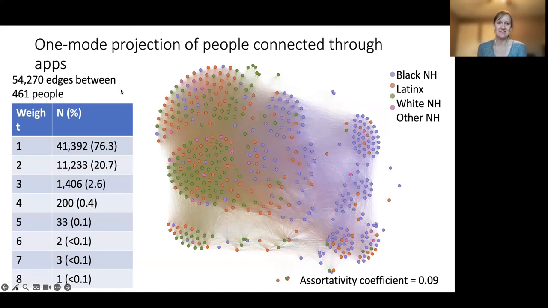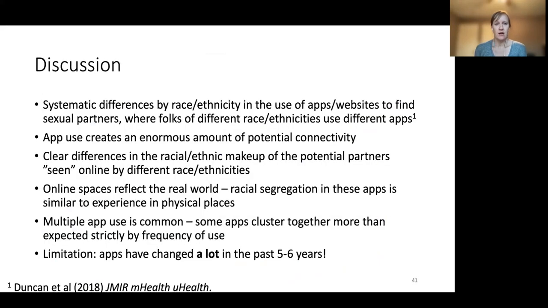So there are 54,000 edges between our 461 people. Most of those edges that are created are quite low weight, so people are connected by either one or two apps, and there are very few folks who are connected by three or more apps. The assortativity coefficient ends up being fairly low, but we do think there's some clear assortativity going on, where we see the folks in purple tending to cluster together, whereas all the other race ethnicities, so non-Black folks, seem to cluster together more significantly. So a little discussion of that chunk of work.